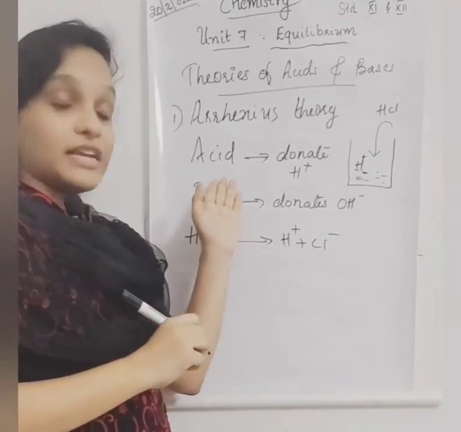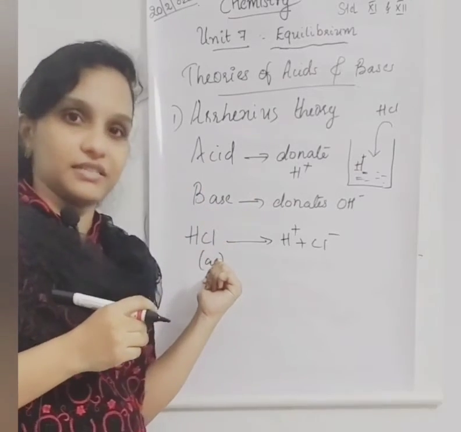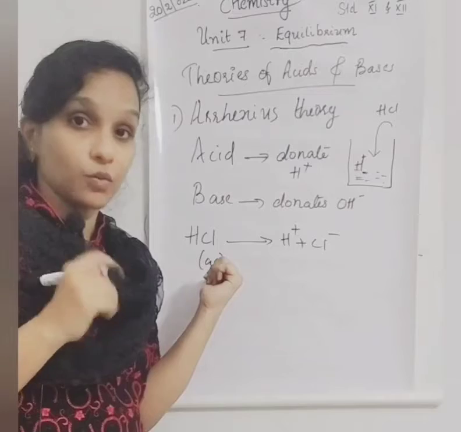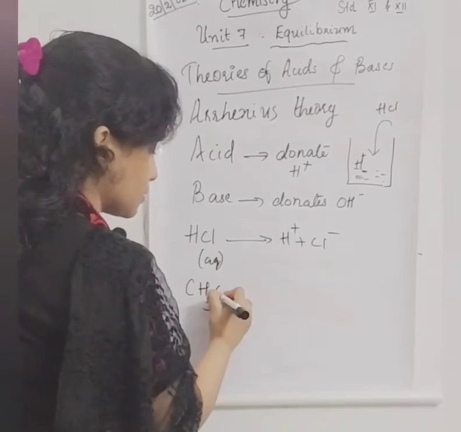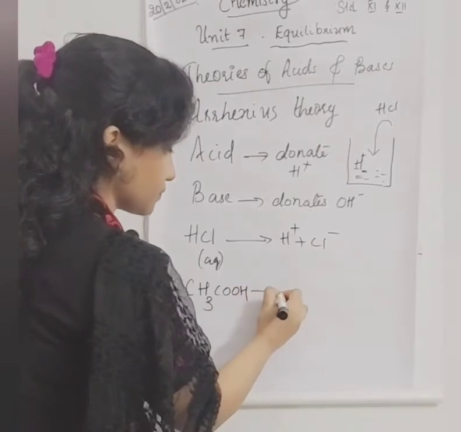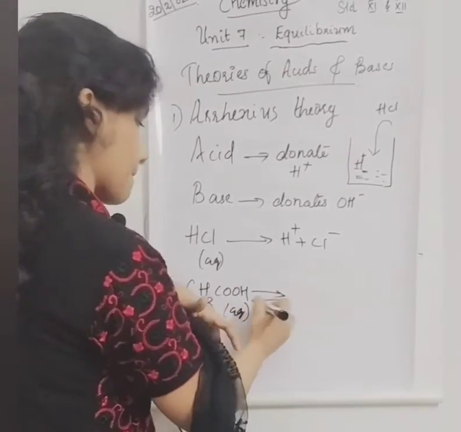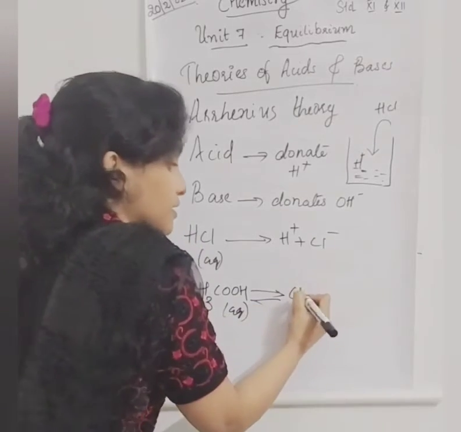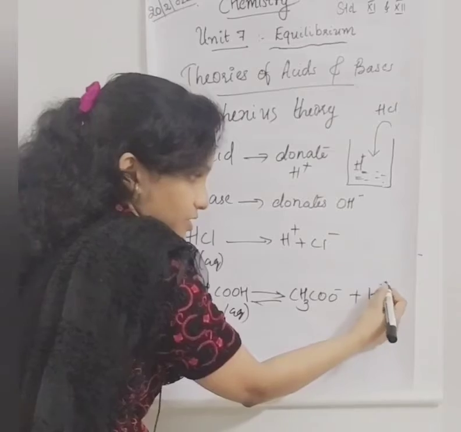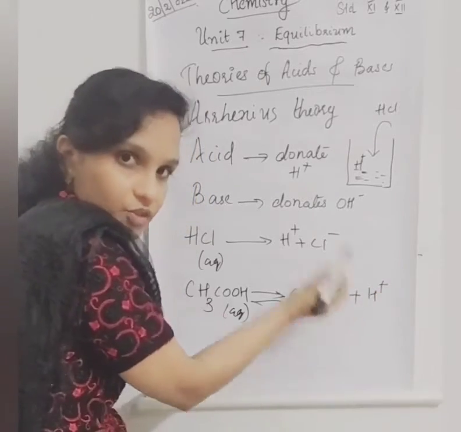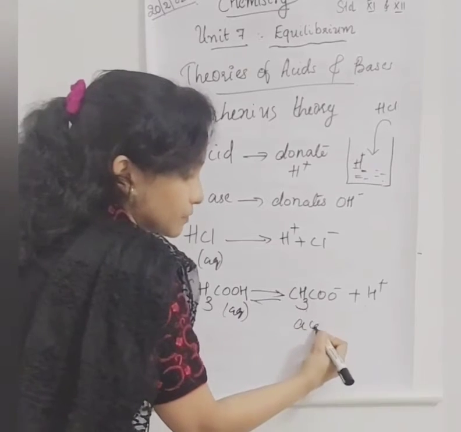Now I'll take another example of acid. HCl is a strong acid. Can you name a weak acid? Correct, acetic acid, that is CH3COOH. It is also in aqueous solution. It gives CH3COO minus plus H plus. See, this molecule produces an H plus ion. This is known as the acetate ion.